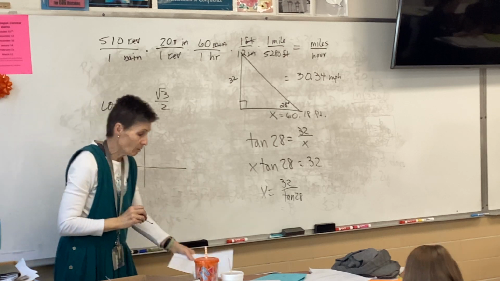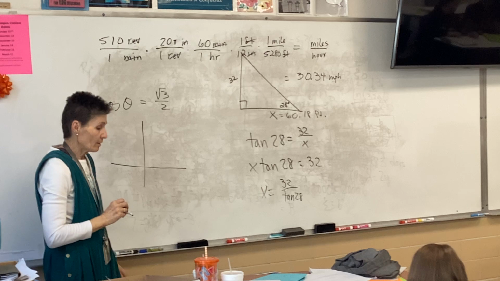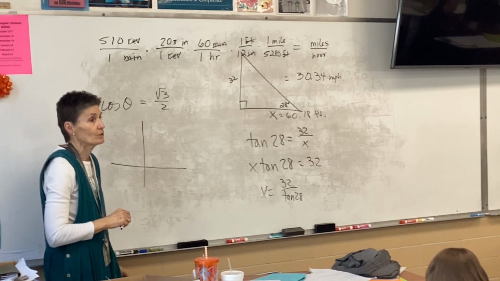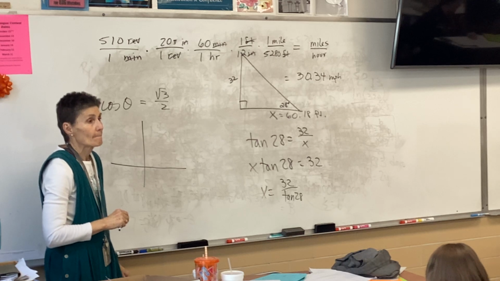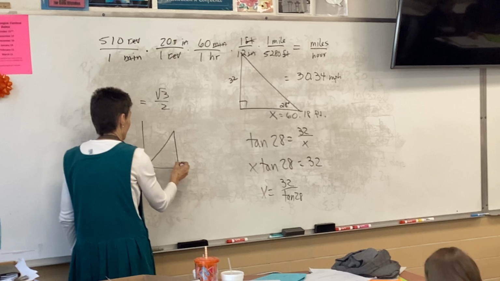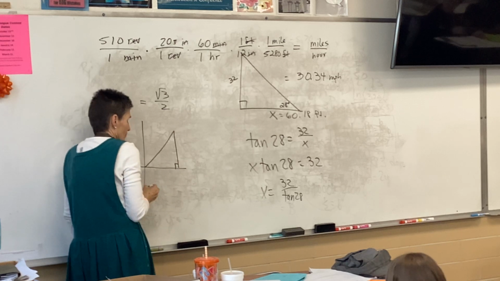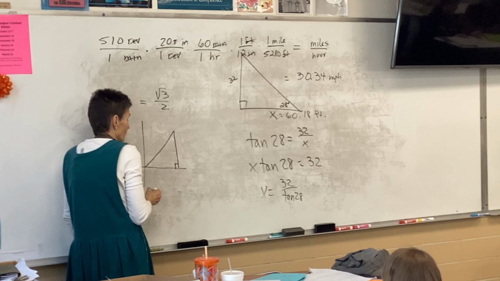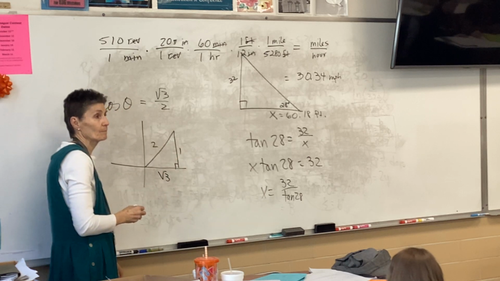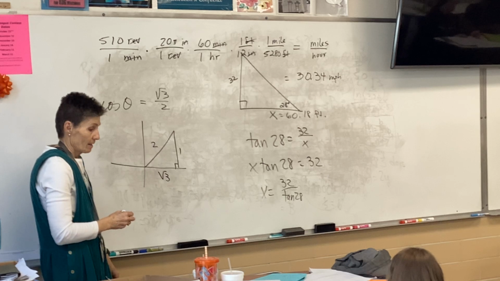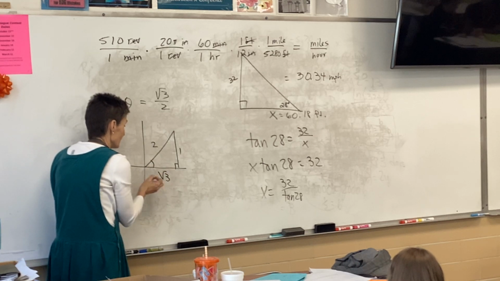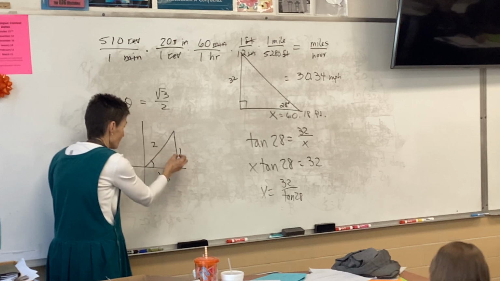All right, here we go. No calculator. Find the angle whose cosine is √3/2. Jake? With the cosine, it would be adjacent over hypotenuse. So √3/2, so it looks like that. And that angle right there, can you tell how big that is? 30 degrees.